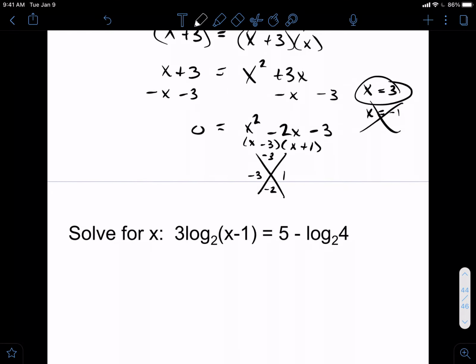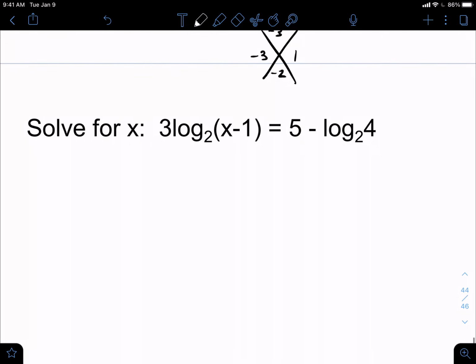Looks like we got just a couple more problems here. Looking down at this one, we see a couple different things going on for sure. I do see that I have two log base 2s here, so I'm going to regroup those onto the same side. I'm going to have 3 log base 2 of x minus 1, plus log base 2 of 4. I moved this over to the other side using addition, is equal to 5.